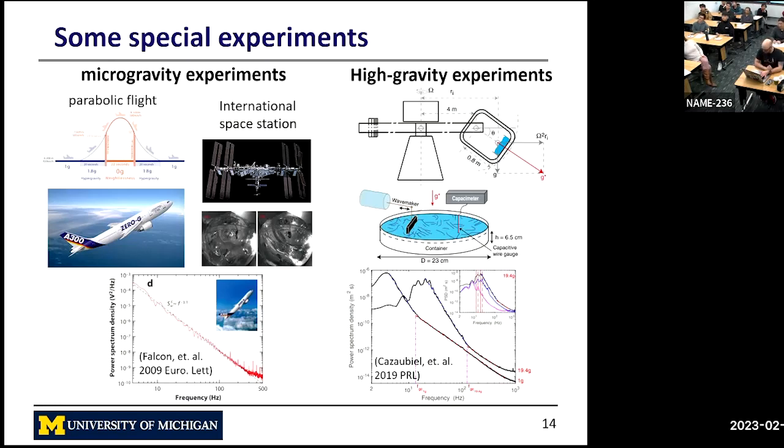Okay, and they can also do a high gravity experiment. So what they do is that they put a spinning device, and they have a wave container here. The effective gravity in this case would be the total force of the true gravity plus the centrifugal force.